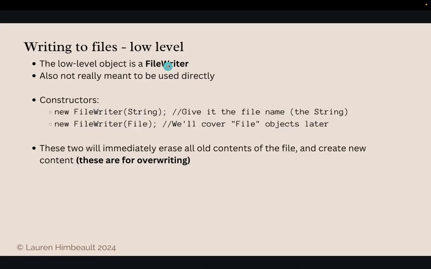Okay, so the low-level object when it comes to file writing as opposed to file reading is FileWriter, right? Its pair is FileReader, so it makes sense that we have FileWriter, but just like FileReader, using it directly makes no sense. And the constructors look suspiciously similar to FileReader. So it's just instead of reader, it says writer. So new FileWriter with a string, you give it the name of the file that you want to be writing to.